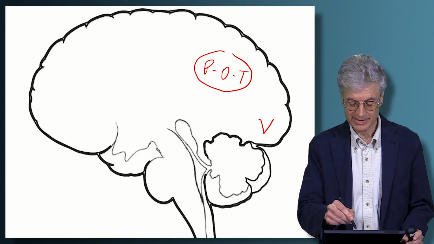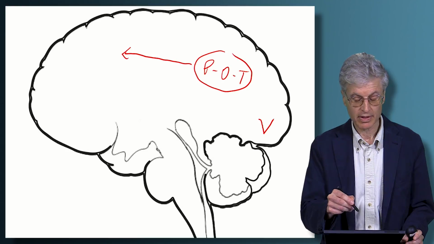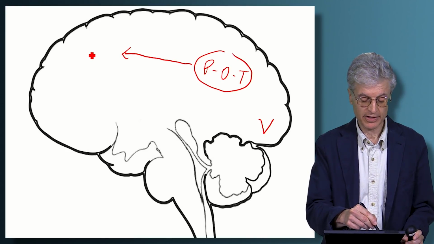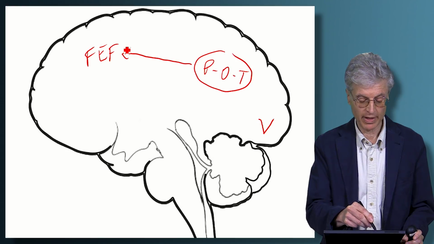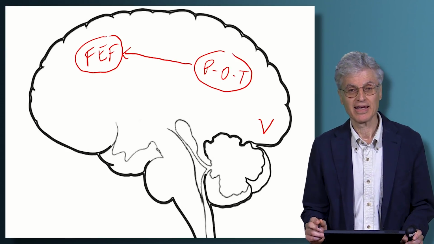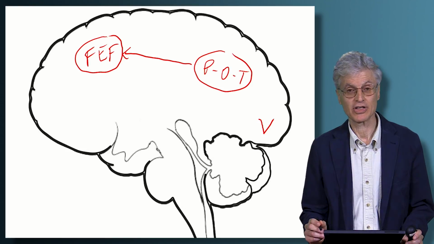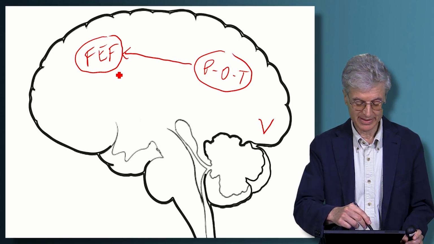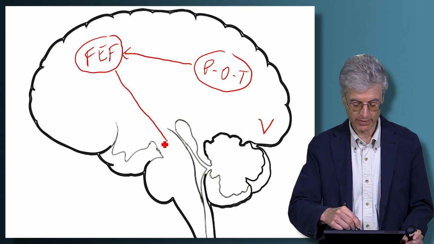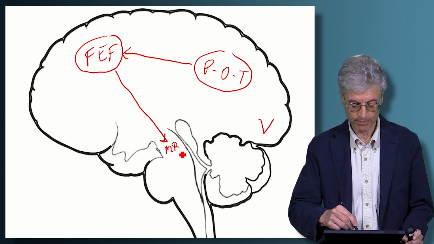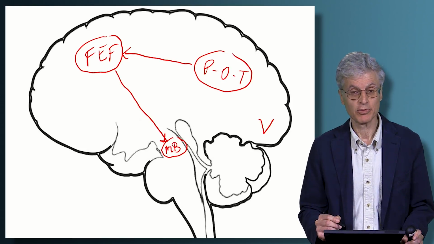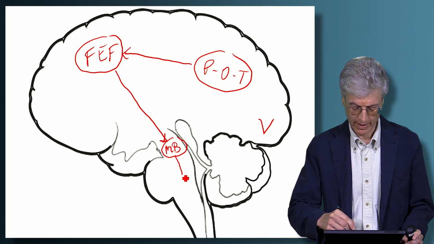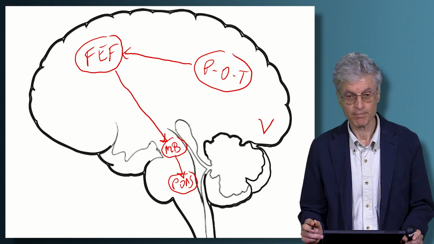And it sends that information ahead to the frontal lobe, to the frontal eye field in the frontal cortex. That makes our voluntary decision about moving the eyes to a point we want to look at. And that in turn sends a signal to the brainstem. First, to the midbrain for vertical eye movements, and to the pons for horizontal eye movements.